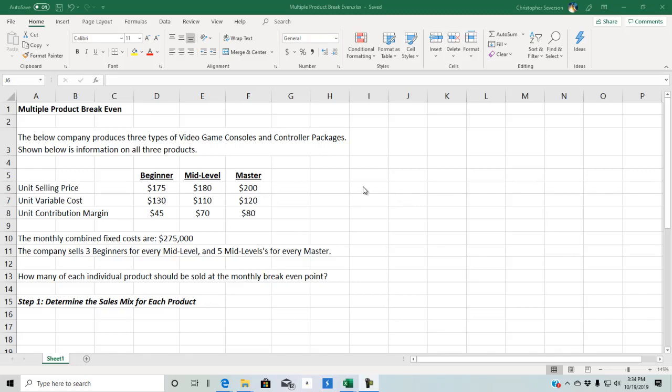In this practice exercise, we're going to be talking about a multiple product break-even point calculation. So this is just a generic example of a type of problem you might see with this. What happens generally is they'll tell you that they have 2, 3, 4, maybe more products, and they'll give you information like the selling price and the variable cost. They may even calculate the unit contribution margin for you.